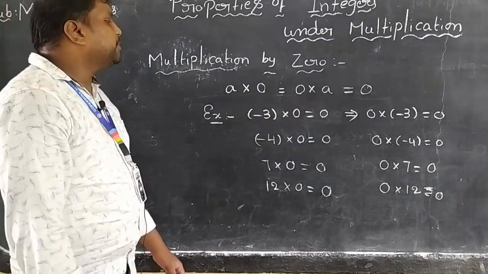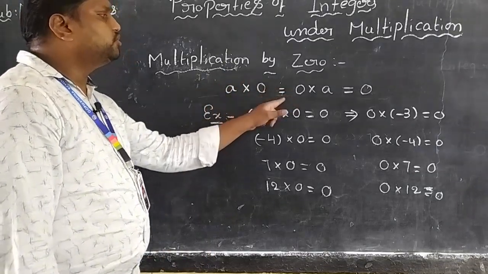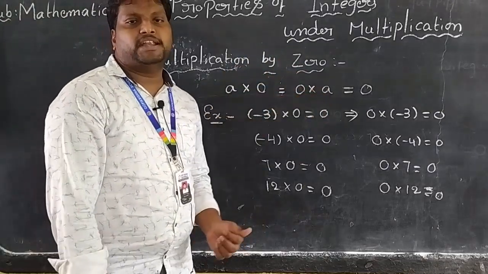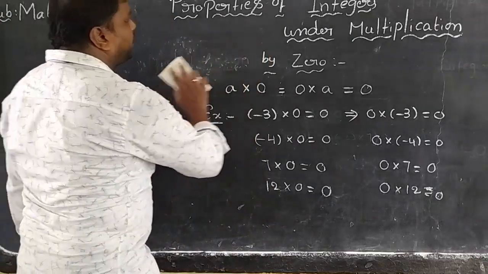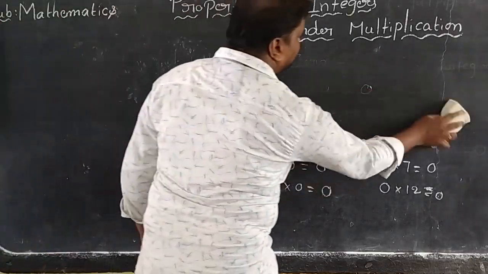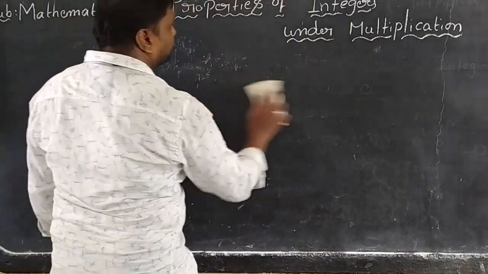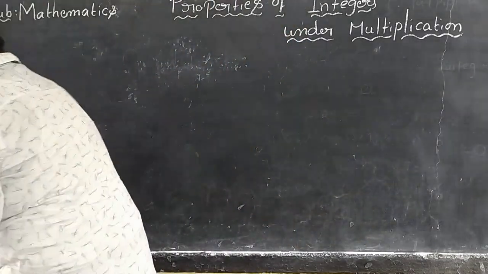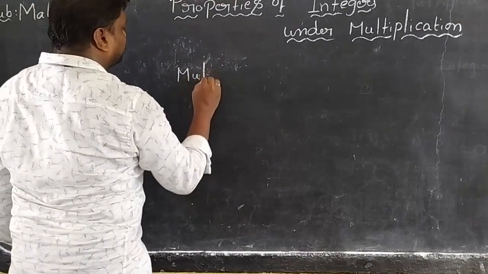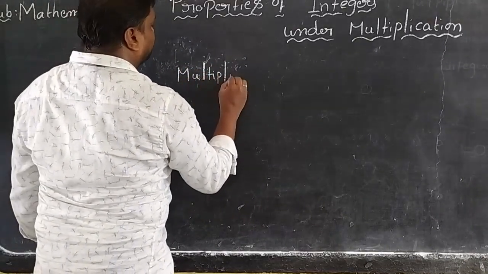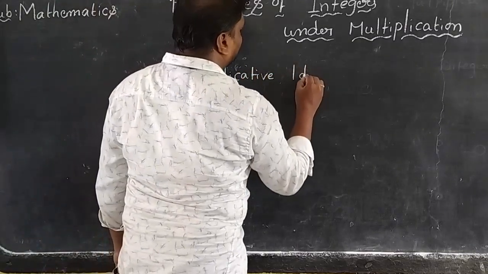I repeat once again, multiplication by 0 is nothing but any integer multiplied with 0, or 0 multiplied with any integer, we will get the answer finally 0. Next, multiplicative identity.